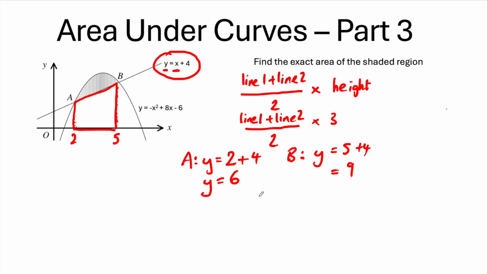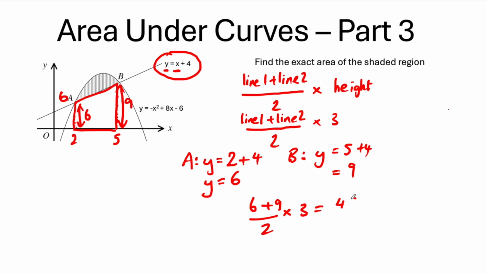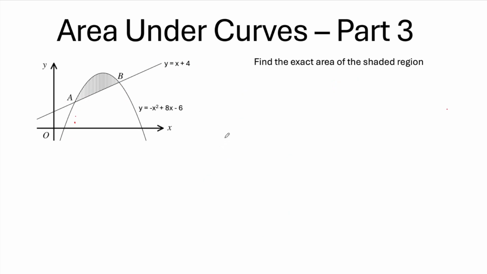So we've got the length of this line, which is going to be the y coordinate of A, which is 6, minus the coordinate here at the base, which is 0, so that length is 6. And using the same logic, this length is also 6. So we've got the length of line 1, add the length of line 2, over 2, times 3, which equals the area of our trapezium. And that is 45 over 2.